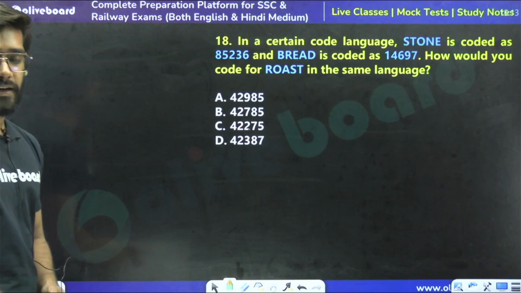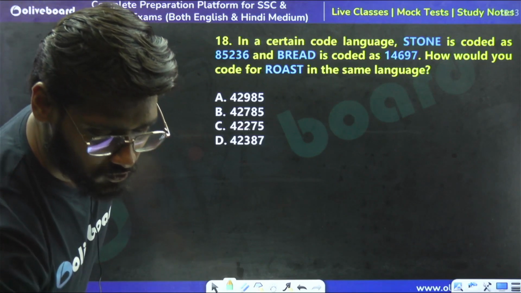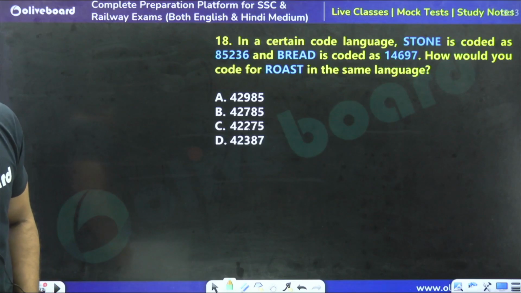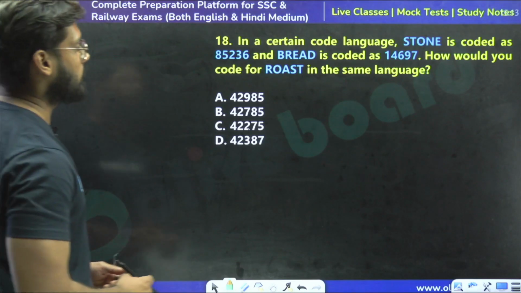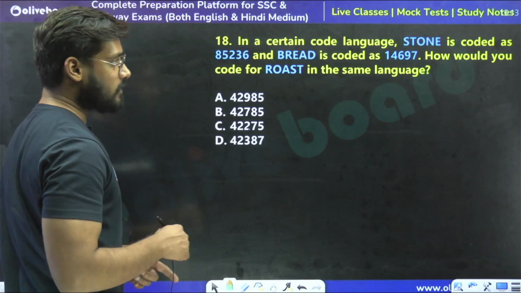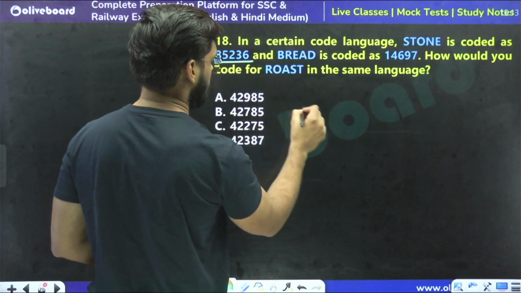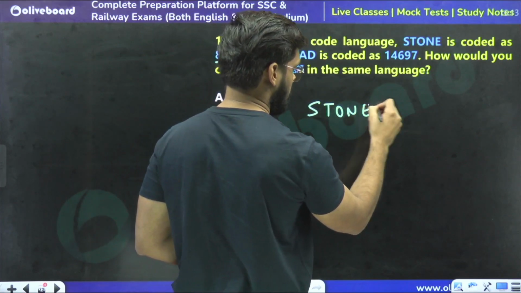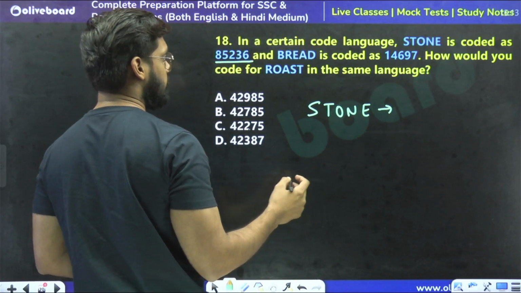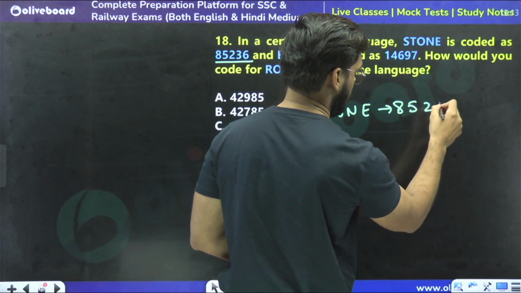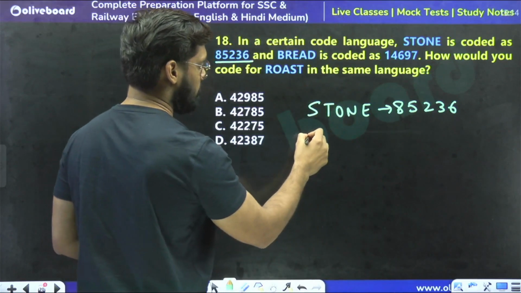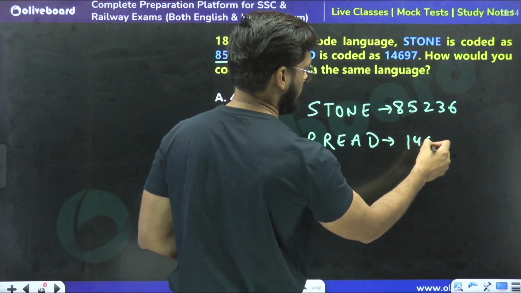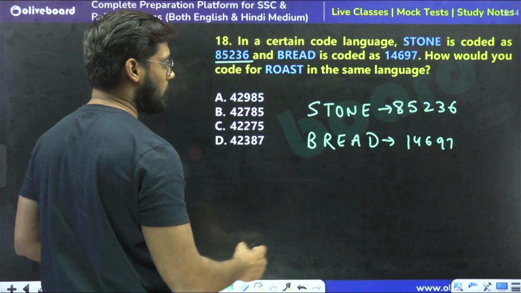18th question from the coding decoding. What should be the right answer for this one? In a certain code language, stone is coded as 85236. We are having a word stone, and it is coded as 85236. We are having a word bread, and it is coded as 14697. How would you code roast?